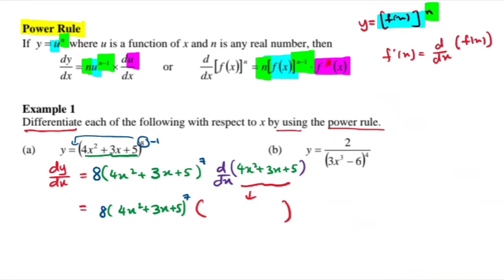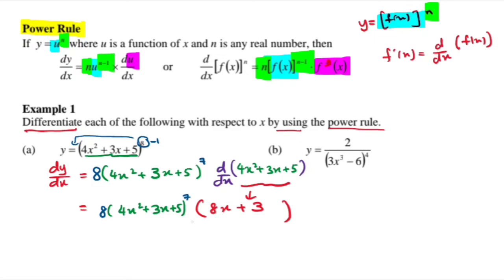For x squared, when you differentiate, bring 2 to the front. 4 times 2 is 8. X, 2 minus 1 is x power 1. And then differentiate 3x. X is just power 1. So what's left is just 3. 5 is just a constant. When you differentiate a constant, you get 0.